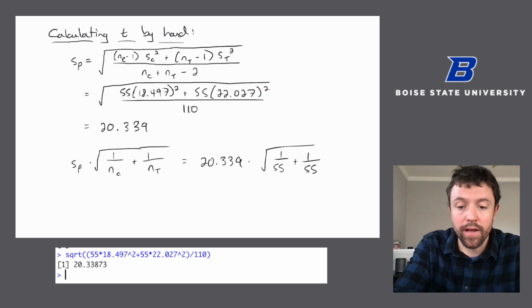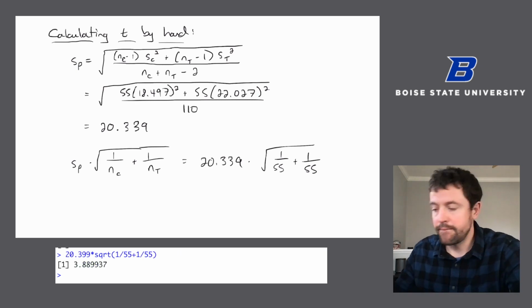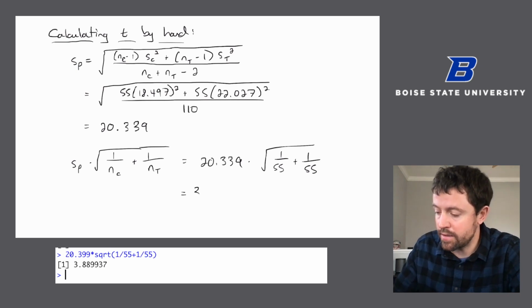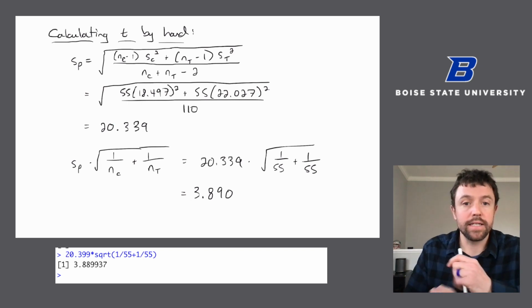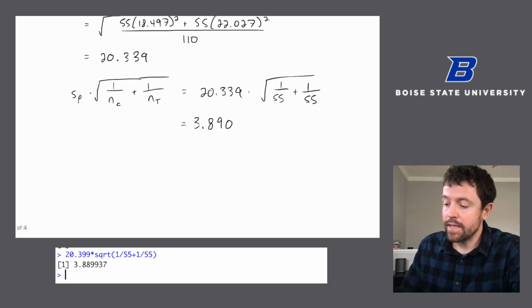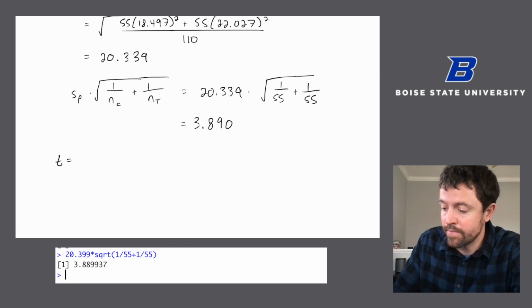I'll just type it all out, right? We could try to simplify this first, but so I calculate this thing. This is my standard error. The standard error is going to show up in the confidence interval as well, which is why I did that. And now finally to calculate t. T is the difference in means, the measured difference, minus the hypothesized difference, divided by this standard error that I just calculated.